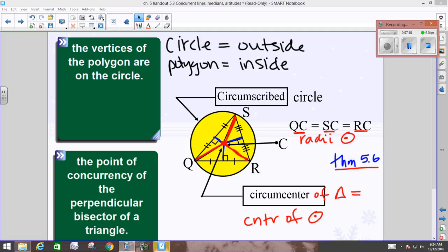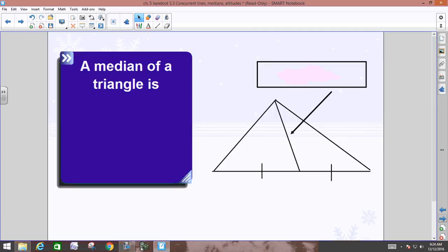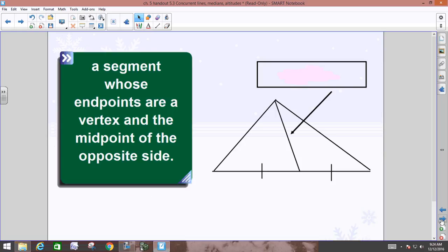All right. We'll step back a little here and just look at a median. A median of a triangle is a segment that goes from the vertex to the midpoint of the opposite side. It has to start at a vertex. Otherwise, it's not a median.